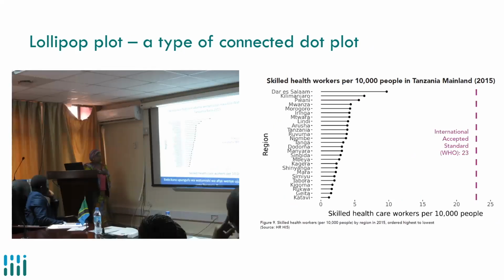A lollipop plot is another type of connected dot plot, an alternative to a bar graph. You can imagine that this data could also be visualized as a bar graph very easily. The picture on the left is the politician Jafo in Tanzania seeing this exact graph on the right, a graph of skilled health workers per 10,000 people. This was one particular graph that he focused on during the dissemination event for NEP that struck with him.